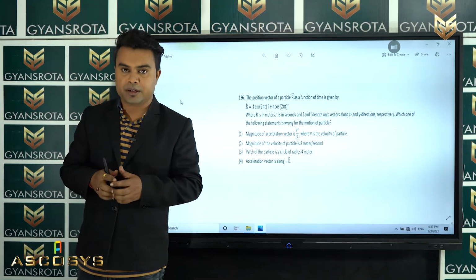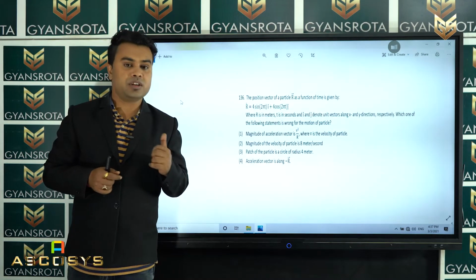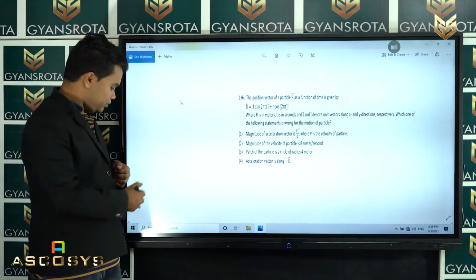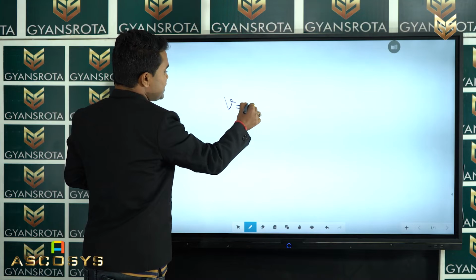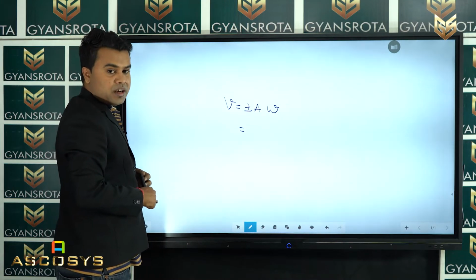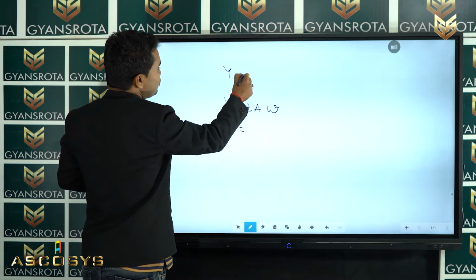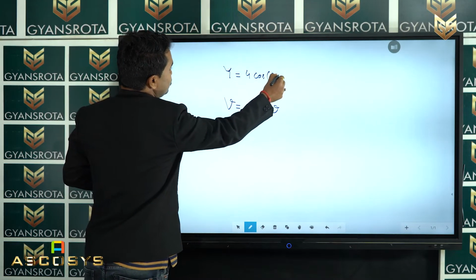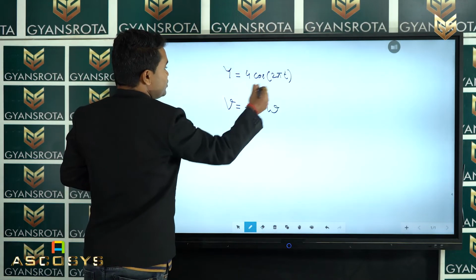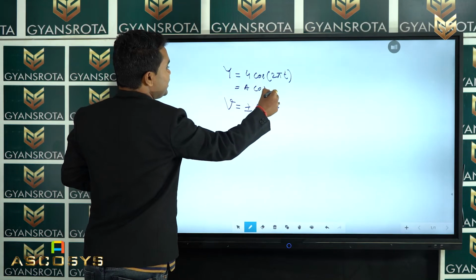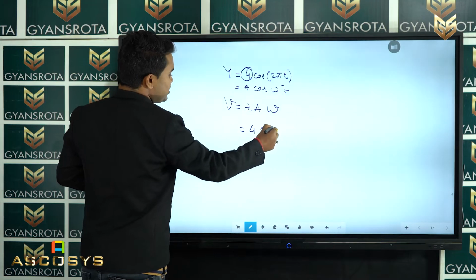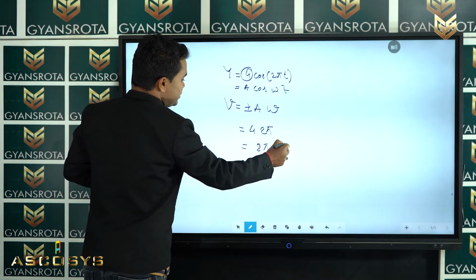What are you going to do here? We are going to solve this question with the help of the chapter simple harmonic motion of class 11. So we know v is equal to plus minus a omega. Now the motion is along the y direction, so y will be equal to 4 cos 2 pi t. If you generalize with the equation a cos omega t, your a will come out as 4 and omega as 2 pi. So your velocity is coming out to be 8 pi meter per second.